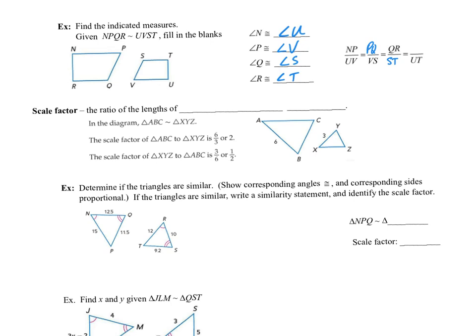Okay, NR. So from the definition, we know which pairs of angles are congruent, and we know that all of these sides are proportional, the ratio of any two corresponding sides. Okay, part of the discussion of similarity is talking about scale factor. Scale factor is the ratio of the lengths of corresponding sides. So the ratio of the lengths of any two corresponding sides.